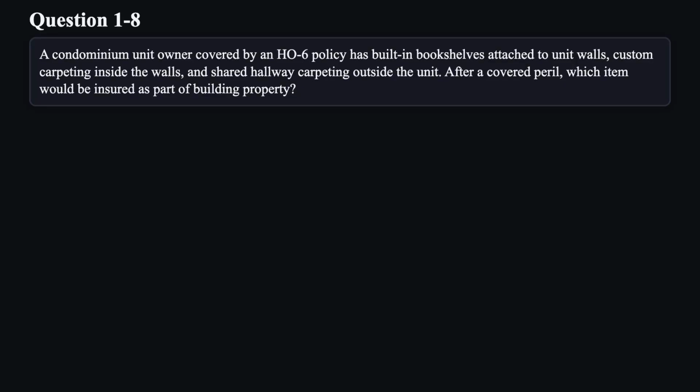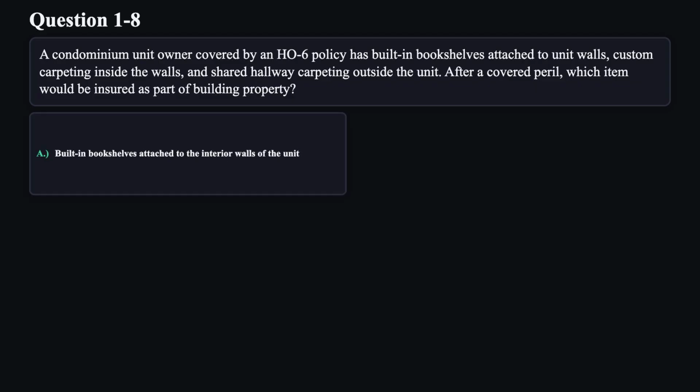Question 8. A condominium unit owner covered by an HO6 policy has built-in bookshelves attached to unit walls, custom carpeting inside the walls, and shared hallway carpeting outside the unit. After a covered peril, which item would be insured as part of building property?